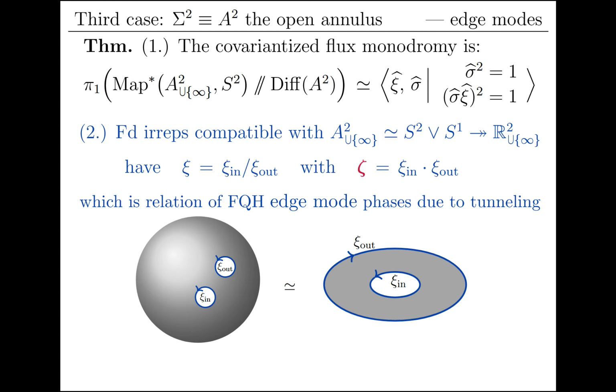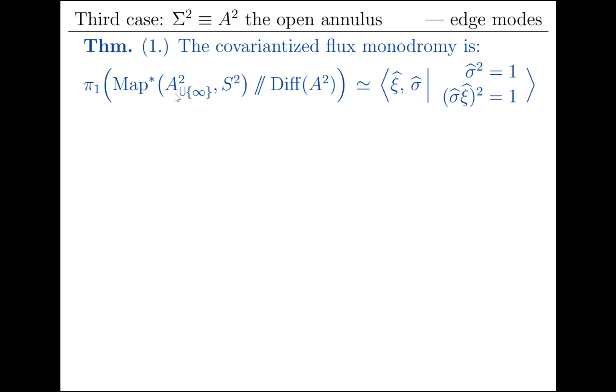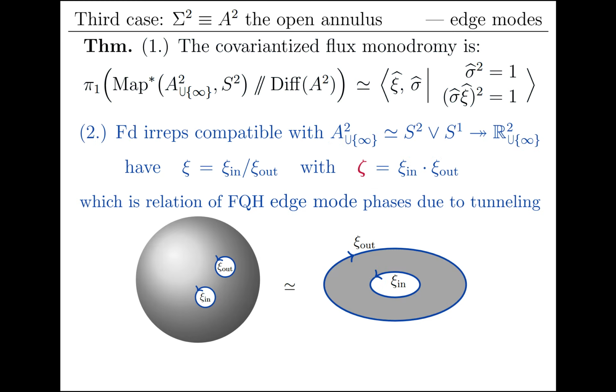I hope I have a picture of the annulus here. So the annulus is this disk sort of with one more hole in it, called A2. So we join this point at infinity and we compute this group. Turns out it has these two generators. There's a new phase here, psi. We'll see it's not zeta, it's different. And then there's sigma. Sigma is kind of the diffeomorphism that swaps the two boundaries, the two edges. And it satisfies some relations.